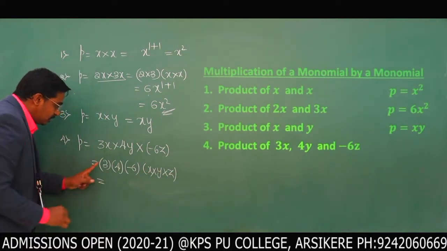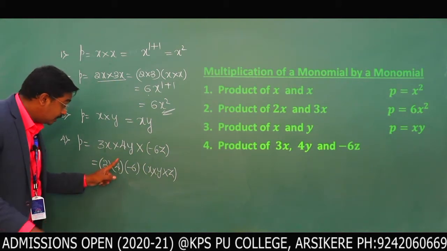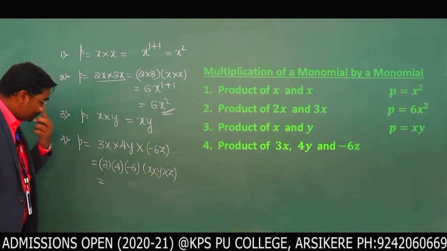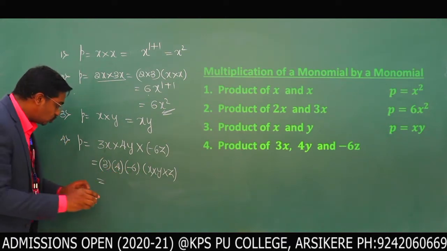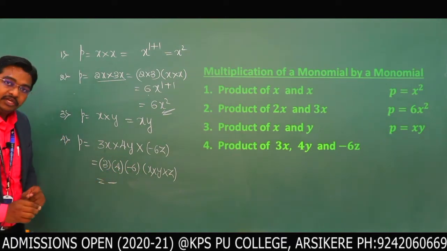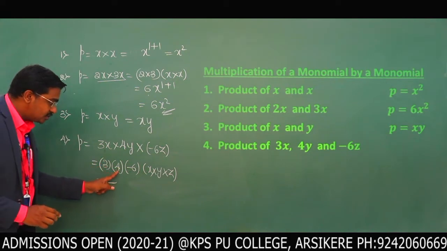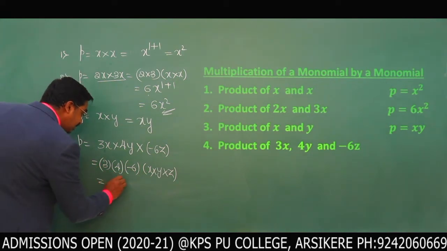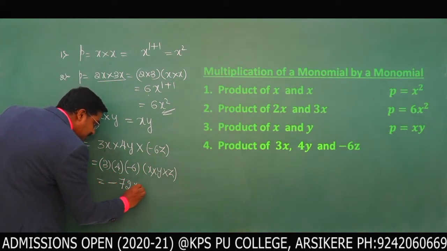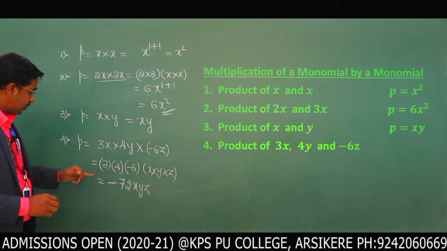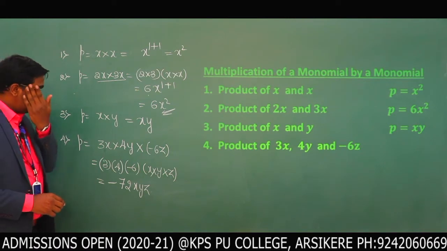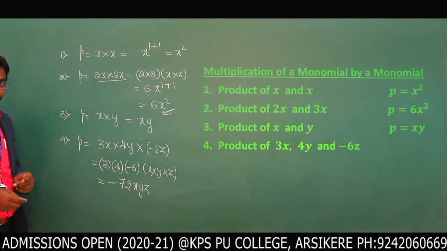Now 3 fours are 12. Both have plus sign, so that becomes plus. Plus into minus becomes minus, so the total quantity becomes negative. 3 fours are 12, 12 sixes are 72. So minus 72xyz. This is the product of 3x, 4y and minus 6z.